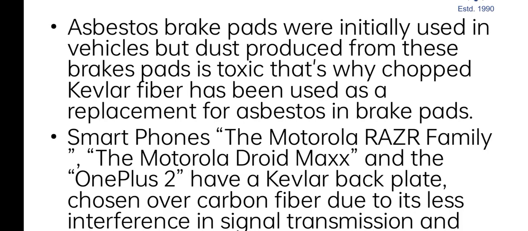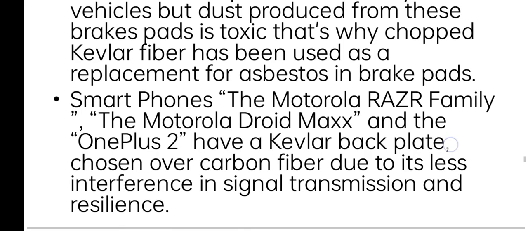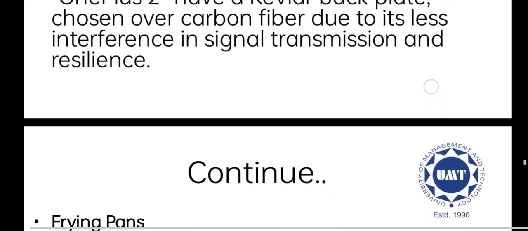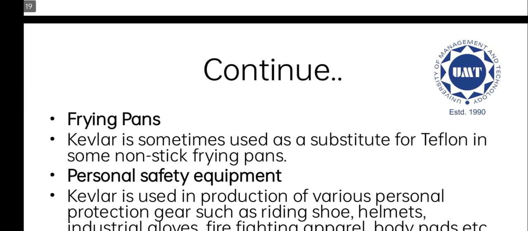Smartphones. The Motorola Razr family, the Motorola Droid Max, and the OnePlus 2 have a Kevlar backplate, chosen over carbon fiber due to its less interference in signal transmission and its resilience. Frying pans. Kevlar is sometimes used as a substitute for Teflon. It is also a substitute for Teflon in some non-stick frying pans.